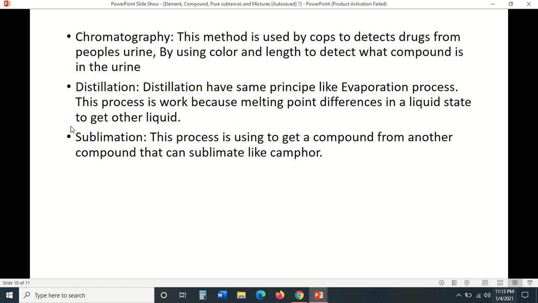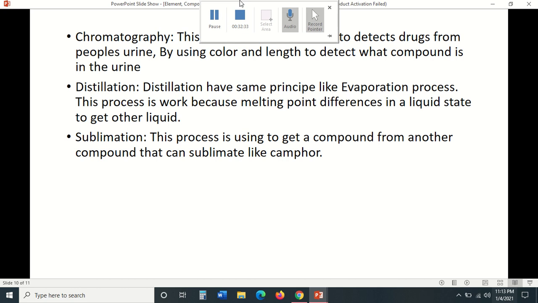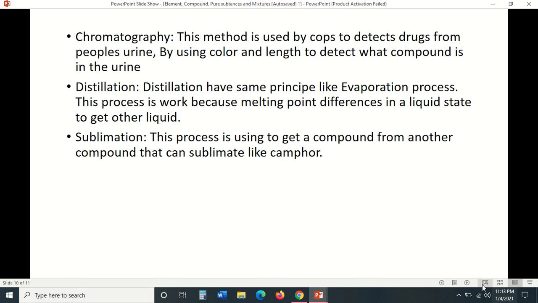And then there's also sublimation. This process is used to get a compound from another compound that can sublimate, like camphor. So if camphor is contaminated by sand or vice versa, we can separate them with a sublimation process, because camphor will slowly sublimate.